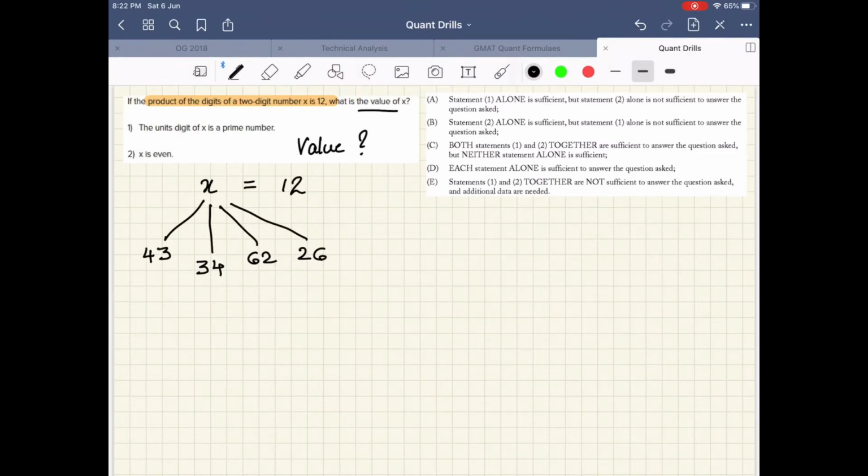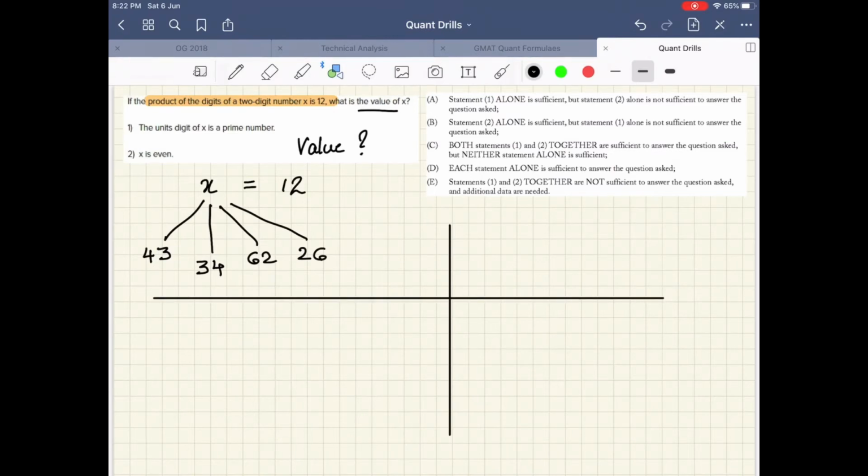So let me go down to the two statements. The first one says the units digit of x is a prime number. So here you can see 2 is a prime number, 3 is a prime number. So we have two numbers, 43 and 62. So statement 1 in itself is not sufficient. So I will remove answer choices A and D.